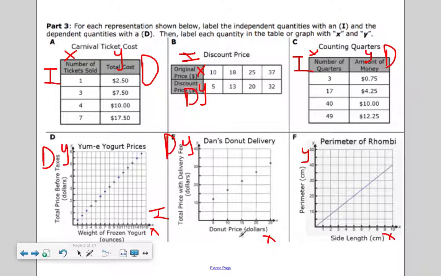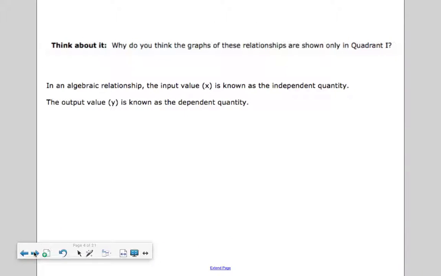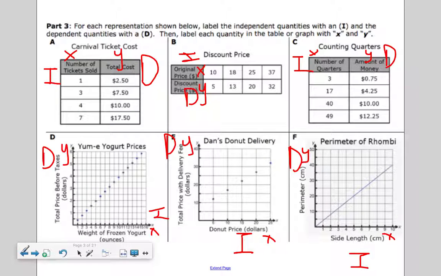Dependent. Independent. The perimeter of a rhombus or shape depends on the length of the side. Dependent. Independent. So the question here is, why do you think the graph of these relationships are only shown in quadrant 1? Well, this is about money.